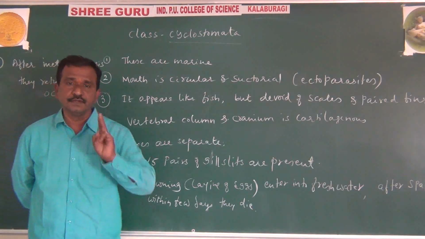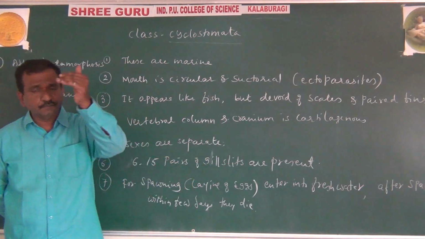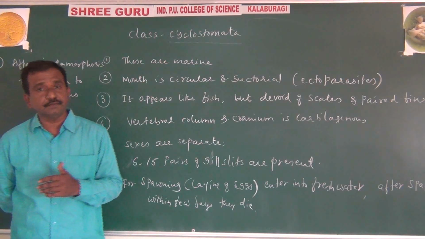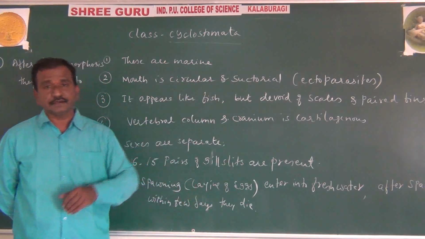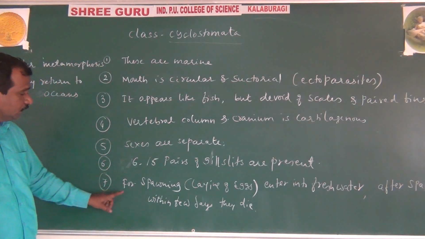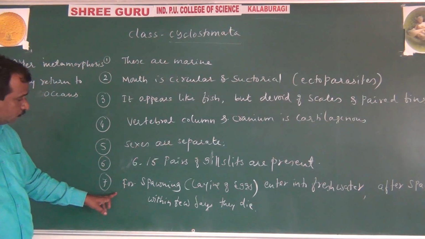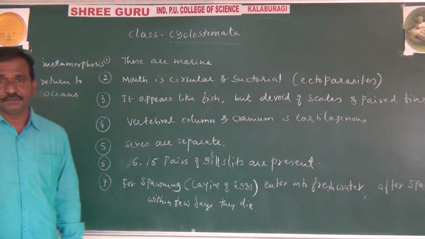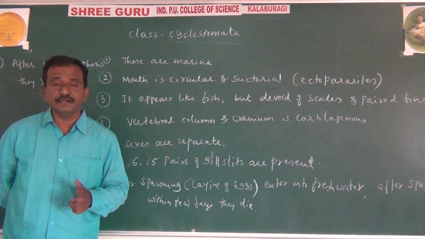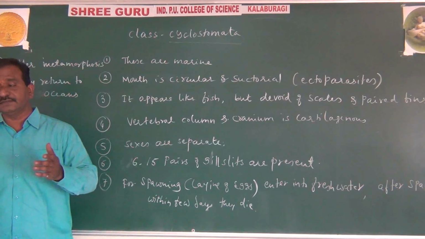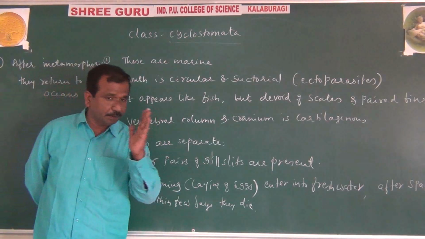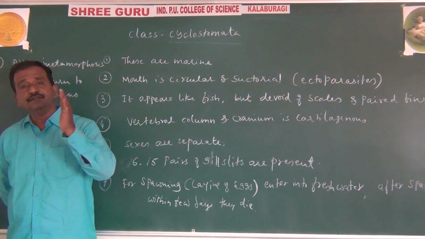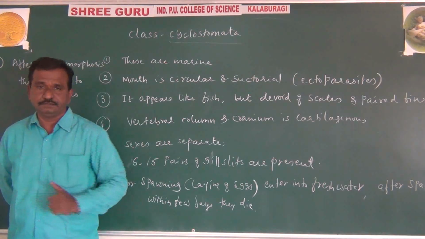This is migration. The migration capacity is higher in some fish, and migration takes place. But here, the exclusive character you can observe is that 6 to 15 pairs of gill slits are present. In the previous class I told you the difference between the gills and the gill slits. Gill slits are an aperture, and with the help of the aperture, these gills are located.